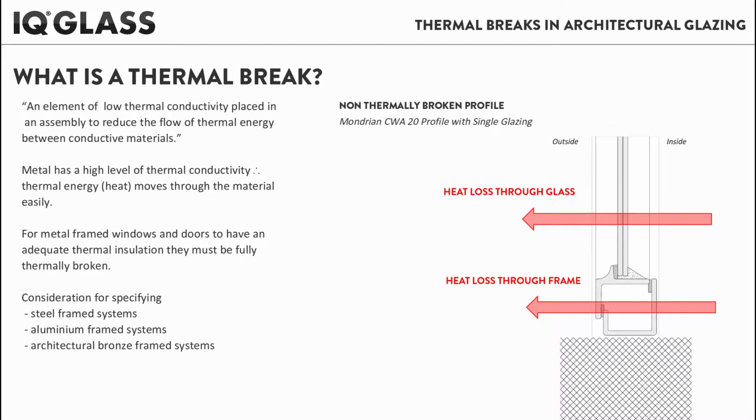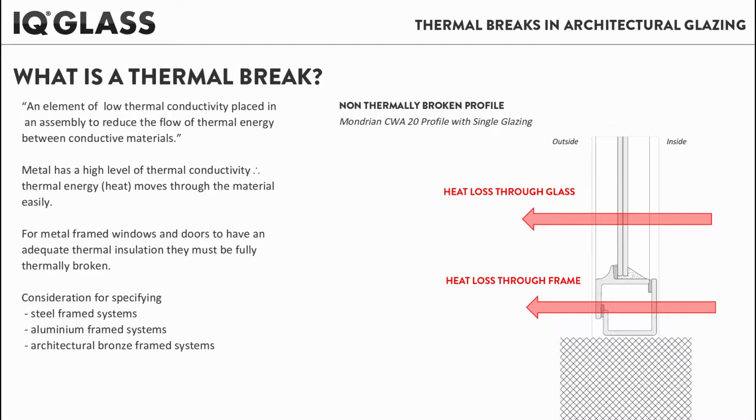First of all, it's important to understand why thermal breaks are important in metal framing. This graphic here shows the path of heat loss that you'll experience through a non-thermally broken frame with a non-insulating piece of glass. This type of frame is a very traditional framing section, and it was designed back when thermal insulation in buildings wasn't as important as it is today.